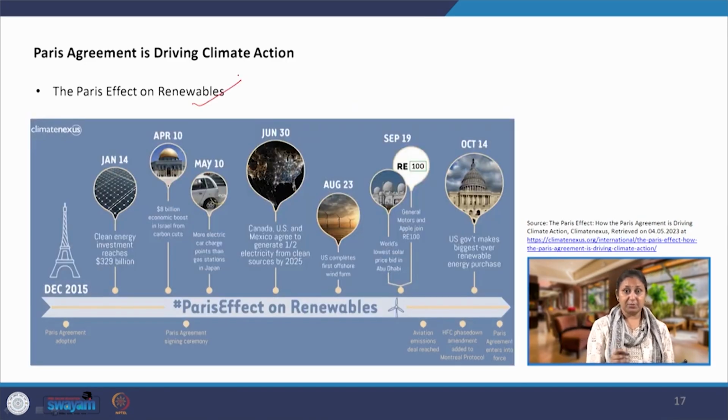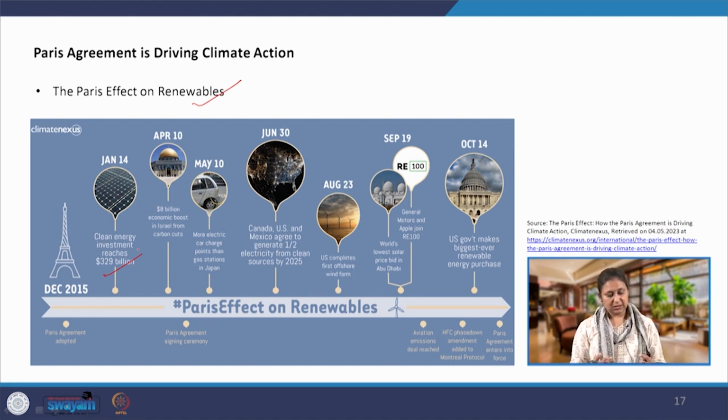If we are talking about renewables, on one side we have to reduce the greenhouse gas emissions, but we do not have to compromise on the quality of life and development by reducing the amount of energy that is available. So, the option is one, to reduce the conventional fuel consumption, and the other is to fund renewable sources of energy. Here, for the first time, clean energy investment reached 329 billion US dollars. There is a lot of economic boost in Israel from carbon cuts, and more electric car charge points than gas stations in Japan. So, we are shifting to cleaner fuels.